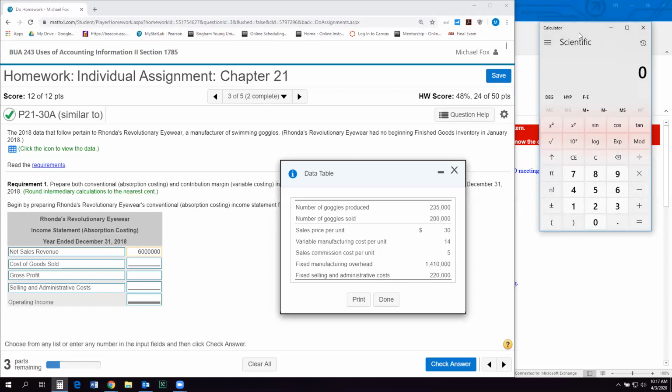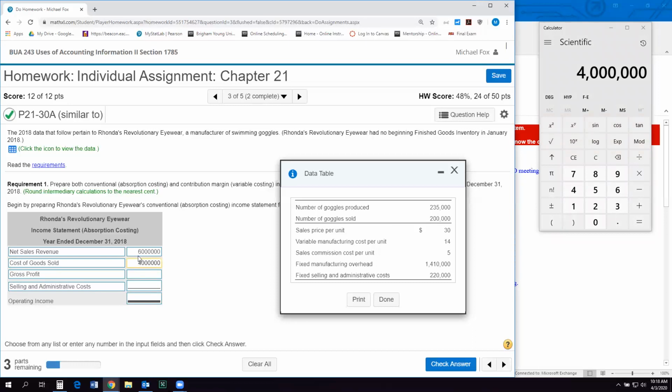So to figure that out, I'm going to take the amount of fixed manufacturing overhead, $1,410,000, and divide that by the number of units I produced, which are 235,000. So $6 per unit of fixed manufacturing overhead. So I'm going to add that to the variable manufacturing cost per unit, and my cost of goods sold is $20 per unit. So now I'll take that 20 and multiply it by the number of units sold. It should be 4 million. So my gross profit is my net sales revenue minus my cost of goods sold, which should be $2 million.